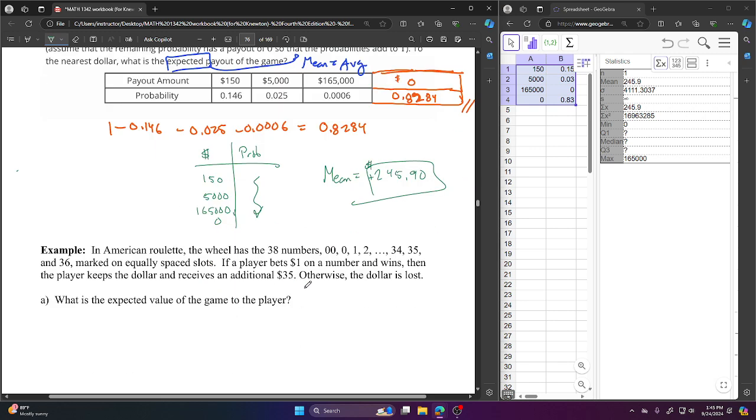Okay. Well, we're going to do that right here, okay? So we got a wheel with 38 numbers, 0, 00, 1, 2, 3, all the way to 36. And someone puts down $1, and if they win, they keep the $1, and they get an additional $35. Otherwise, the $1 is lost. So I need to make a chart. I make dollars and probability.